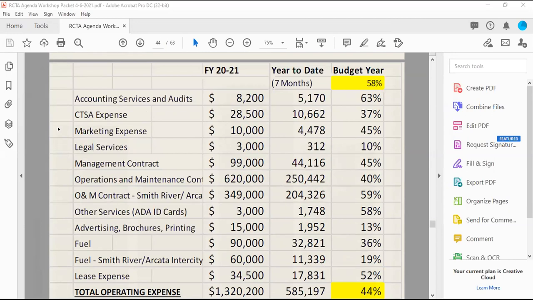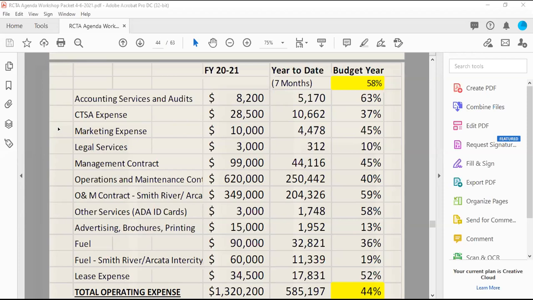A lot of people would like to be able to look at the expenditures and how they're running through the year. So this chart shows us each of the expenditure categories that we watch and maintain. The first column is the budget for 2021. The second column is year to date, the first 7 months of this fiscal year. And if you look at the top yellow there, the current percentage of the budget year is 58%.